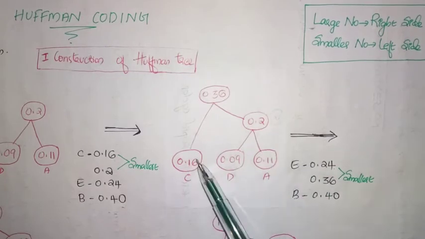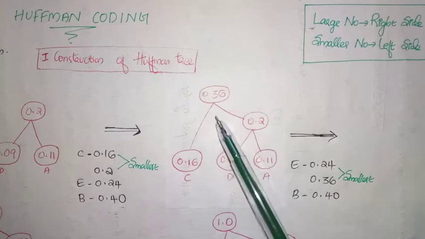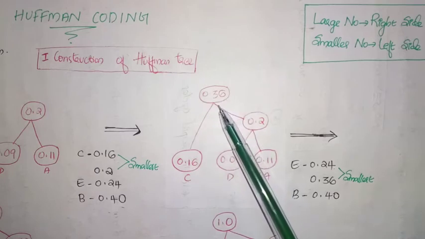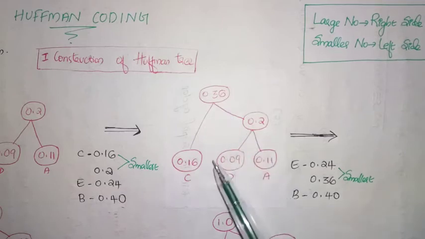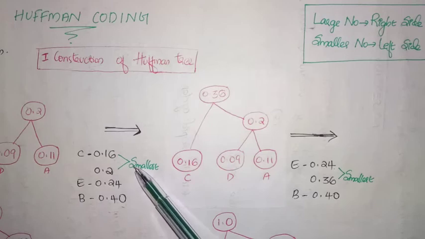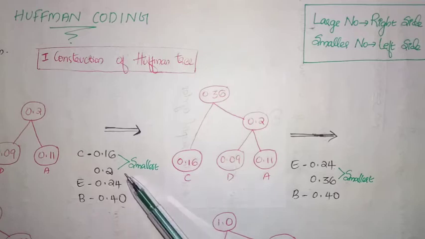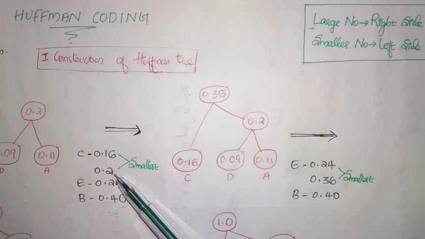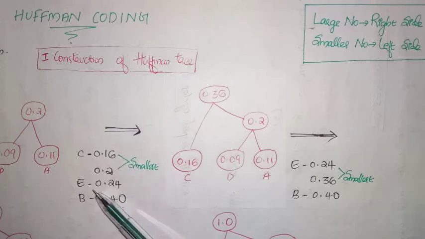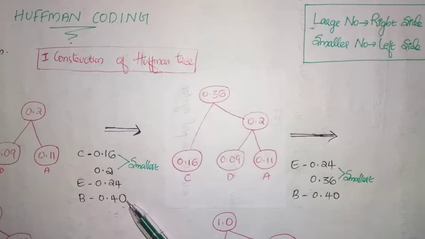Now both these two are added together and we get a new node having the sum 0.36. Now again we are repeating the same step. Since we take C from our input list, in the next step we can remove this C from our list, and 0.2 is also removed from our list. Now what are the remaining items? E has a value of 0.24 and B has a value of 0.40.